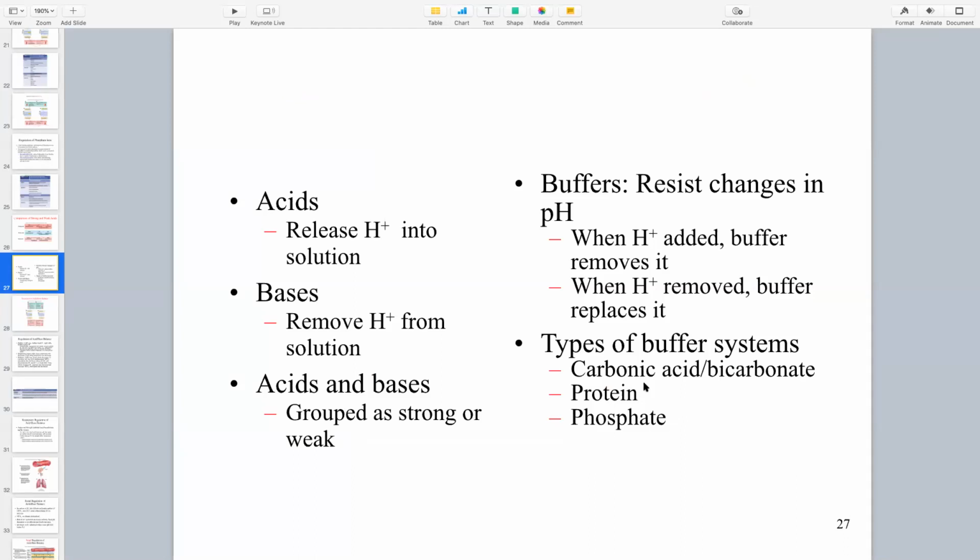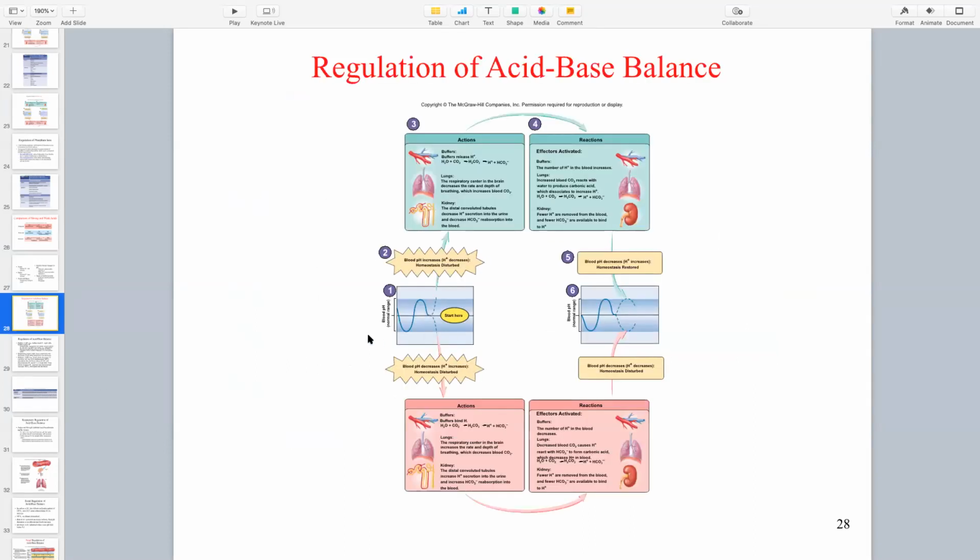So we're going to see there are 3 types of buffer systems in our body: carbonic acid bicarbonate, protein, and we'll talk about in a second what that is, and then phosphate. So, again, normal blood pH is 7.4. What happens if blood pH increases? As blood pH increases, it gets to 7.6, 7.8, making it more basic than it should be.